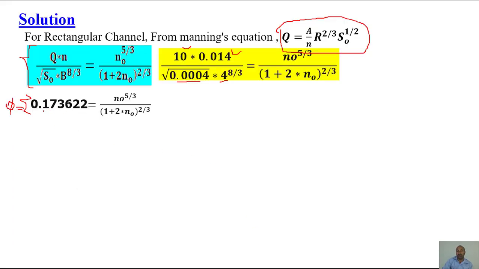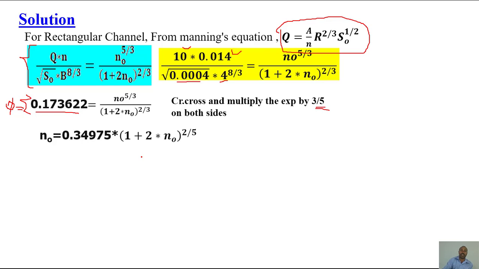Otherwise, let me show you using a calculator. Using a calculator, how do you compute? Okay, so cross-multiply by the reciprocal of this exponent, which is 3 over 5, on both sides. So you will have this expression.